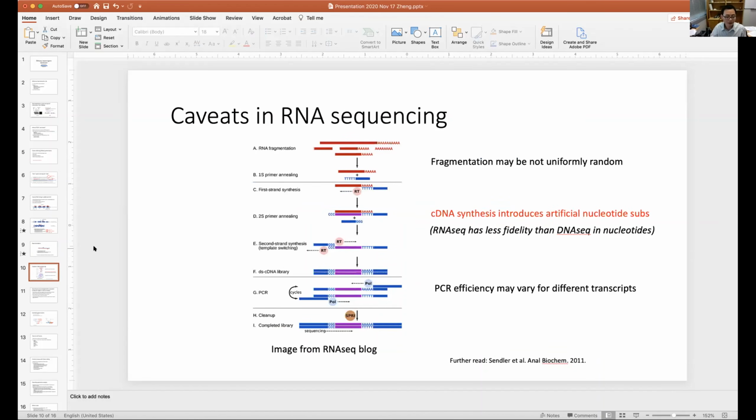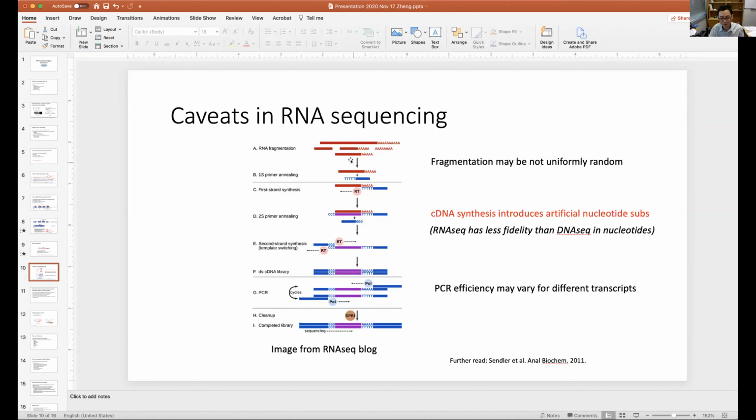So if RNA sequencing is so powerful, then why wouldn't we just do RNA sequencing instead of DNA sequencing? Should RNA sequencing be our best platform? It turns out that RNA sequencing does have limitations. And this is a very brief step-by-step procedure for RNA sequencing experiments. I list on the right some of the caveats in the RNA sequencing protocol.